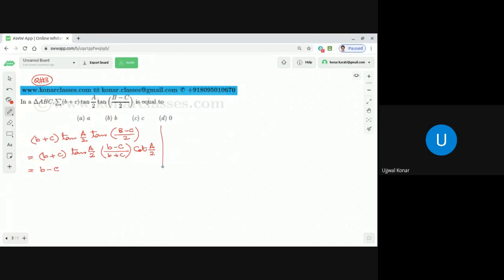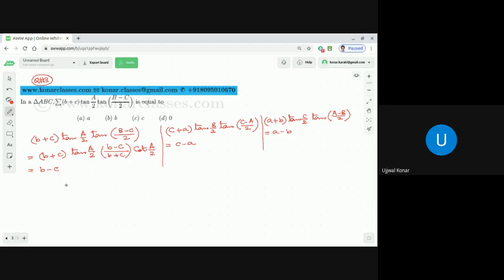In the same manner, what are we going to get? (c plus a) into tan B by 2 into tan (C minus A) by 2. In the same manner, this is equal to c minus a. And (a plus b) into tan C by 2 into tan (A minus B) by 2, that we are going to get as a minus b.